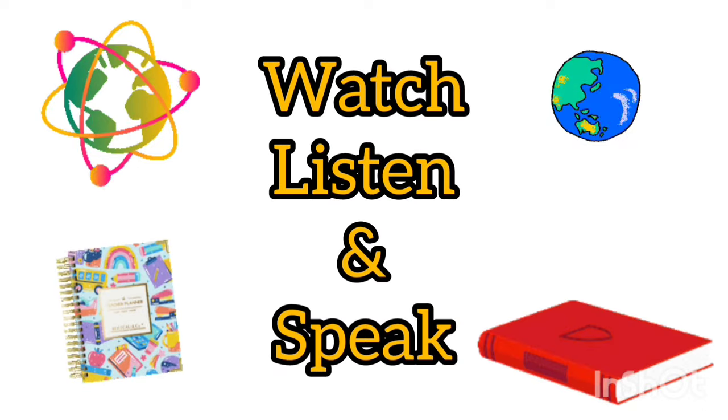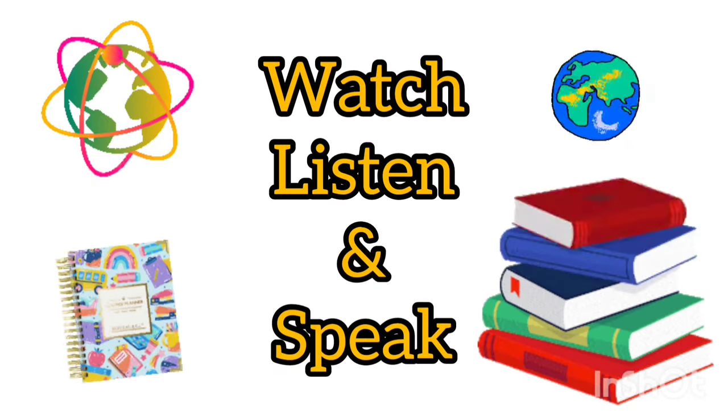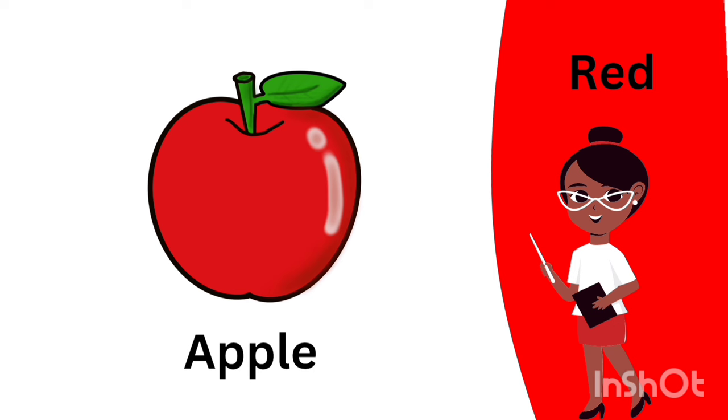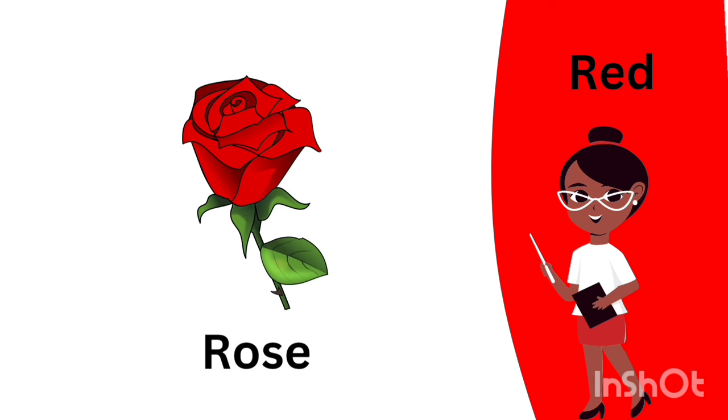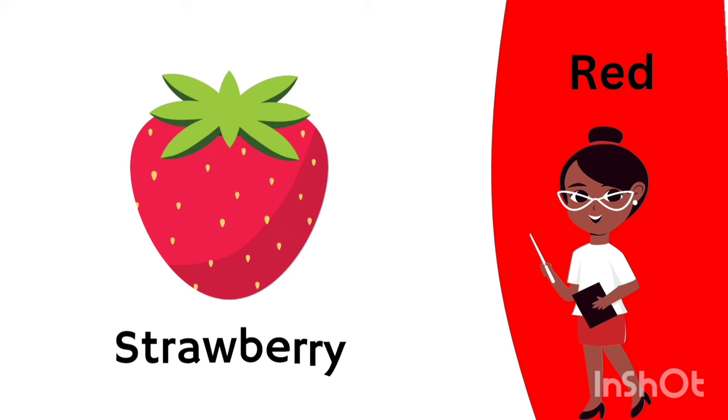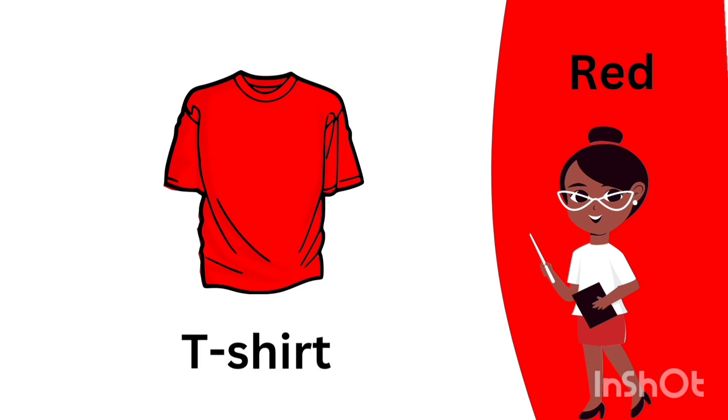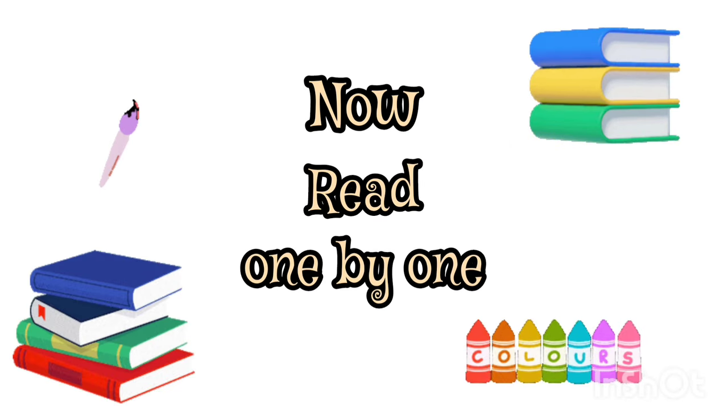Colors. Watch, listen, and speak. Let's start. What color is this? This is the color red. It spells R-E-D. Red. Apple is red. Car is red. Rose is red. Strawberry is red. T-shirt is red. Now read one by one.